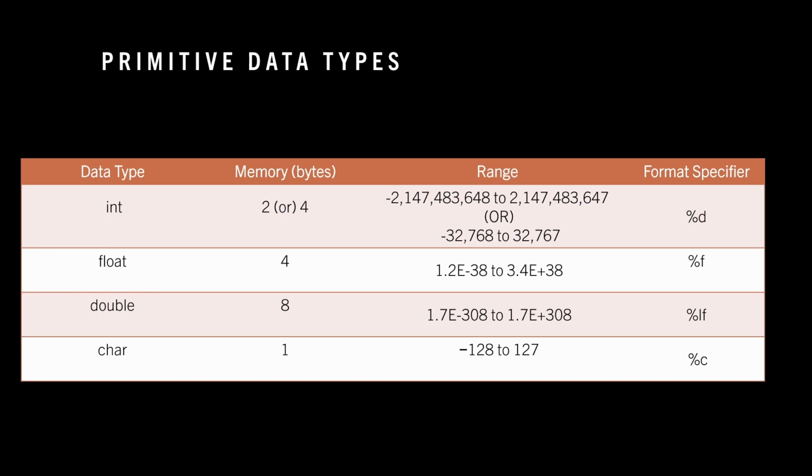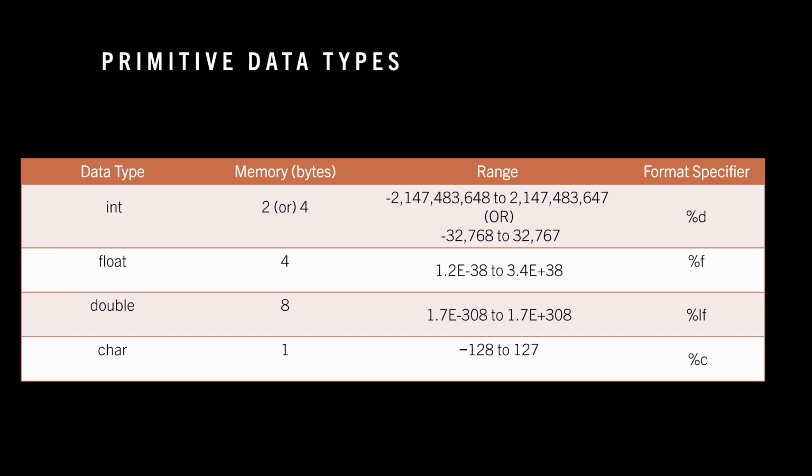Next, we have float. Float stands for floating point. In this data type, you can store numbers that have decimal points. For example, you can store 1.25 or 2.345, etc. Float consumes 4 bytes of memory and its format specifier is %f. Next, we have double. You can think of double as an extended version of float. You can store the same type of data as float but with an extended range. Double consumes 8 bytes of memory and its format specifier is %lf.